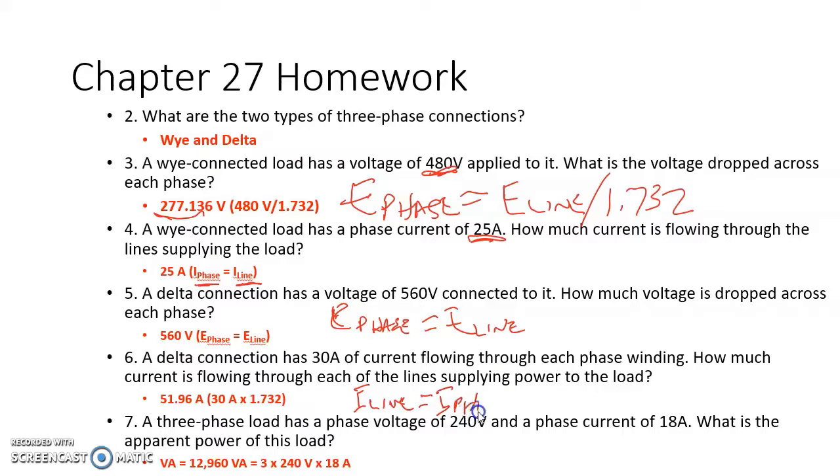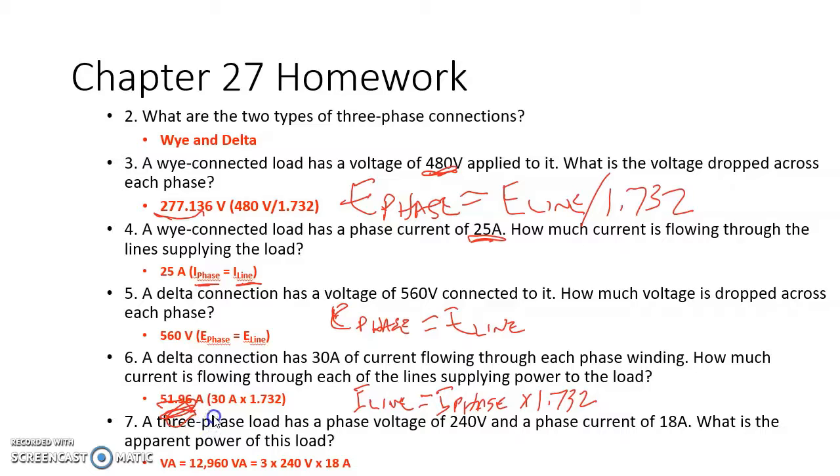times 1.732. This is looking really bad, but hopefully you can see what I'm writing. And that's how we get the about 52 amps.